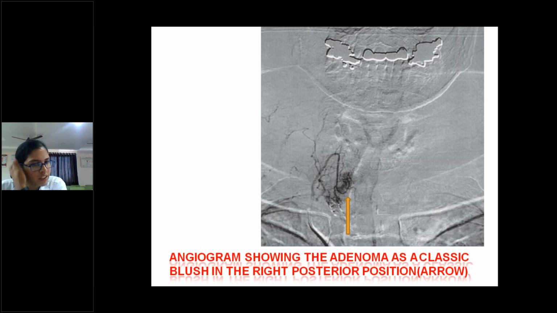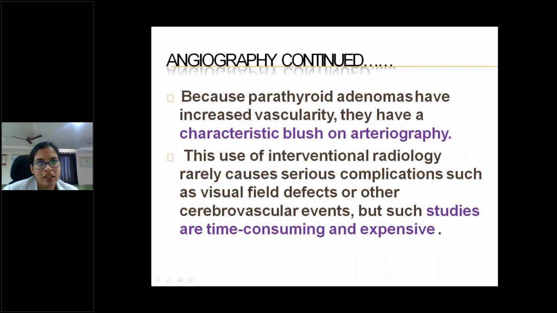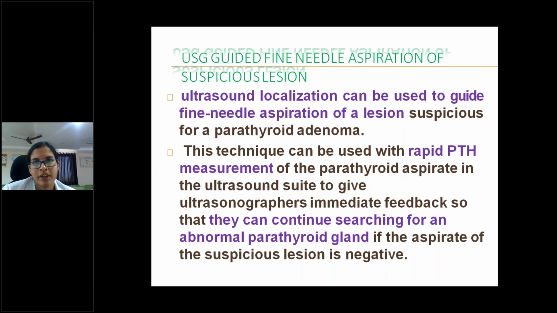Angiogram showing, if we inject a contrast, this is hypervascular, and there will be a blush in the right posterior position. This is a blush. Here is an inferior parathyroid. Ultrasound guided FNAC aspiration if there is any suspicious nodule, because the thyroid is there and posterior to the thyroid's posterior border this parathyroid adenoma will be present. So if we do FNAC we can identify it, but it is very rare.